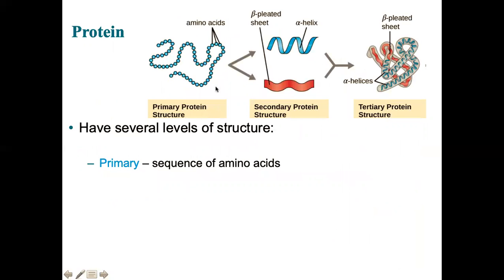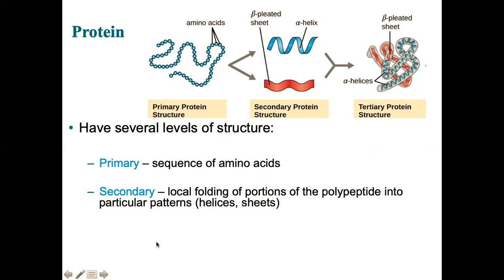So proteins have several layers of structure. They have that primary structure, which is the order of amino acids. And then as they start to fold up, they create what we call secondary structure, and then tertiary, 3 for 3D. That's the 3-dimensional structure.